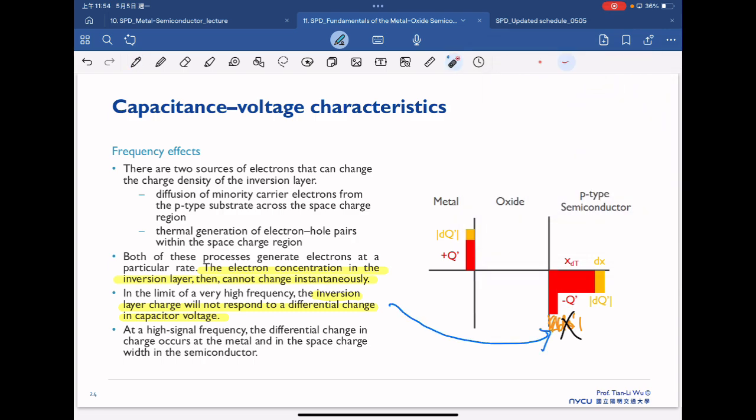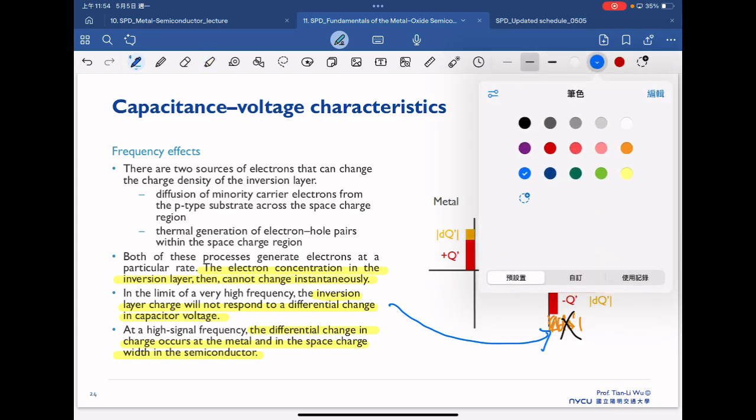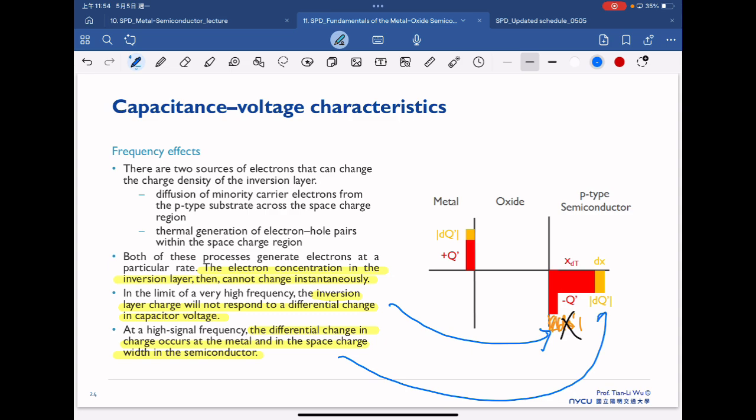At the higher frequency, the differential change in the charge occurs at the metal and in the space charge width in the semiconductor. Therefore, at the high frequency, this will reflect at the space charge region. This is at a high frequency. So this will change our CV characteristic.